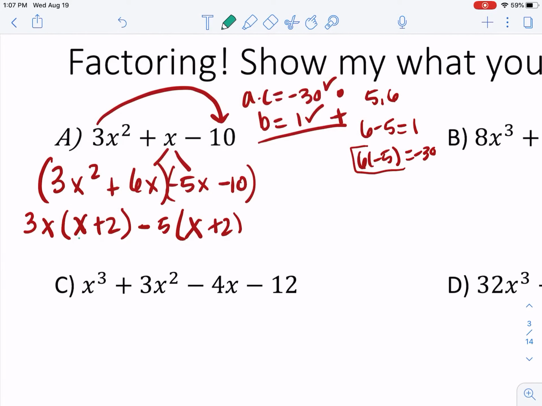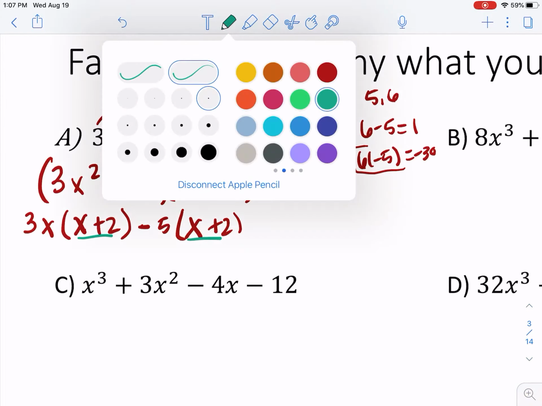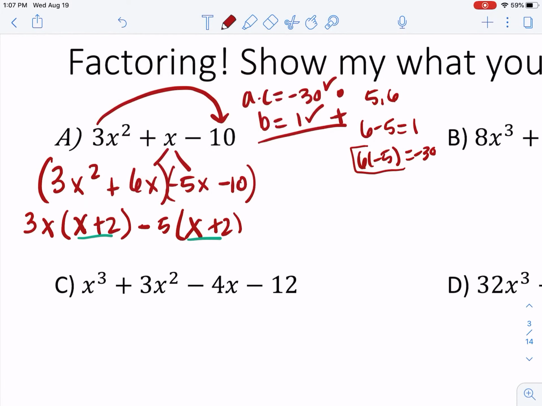I know I've done this correctly because my parentheses match. If your parentheses don't match, then you know you've done something wrong, but here they did match. So when they match, I'm going to take my 2 greatest common factors, so that 3x and that negative 5, and I'm going to put them together, and they became one of my factors. Those matching parentheses, you just take it once, and it becomes your other factor.